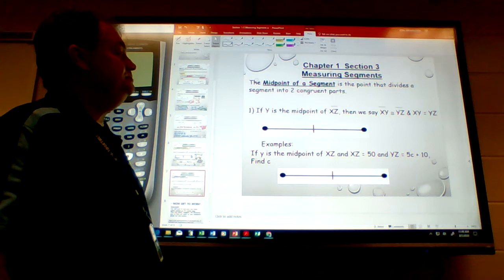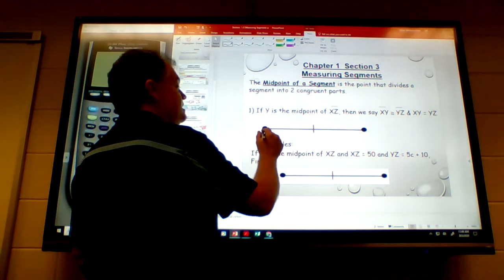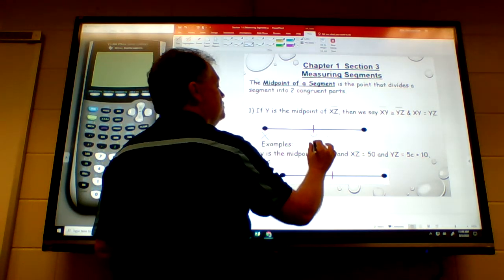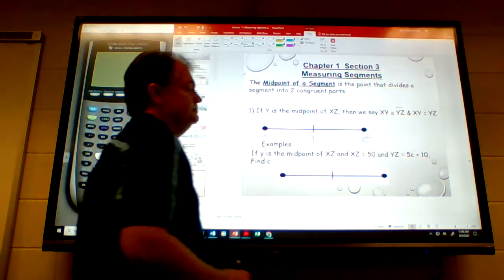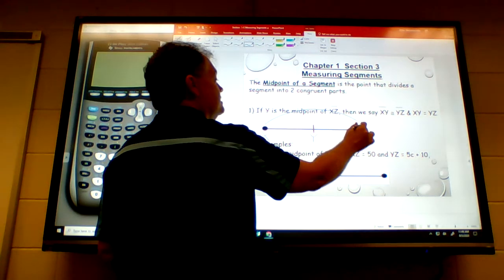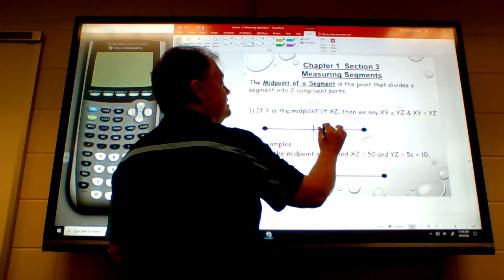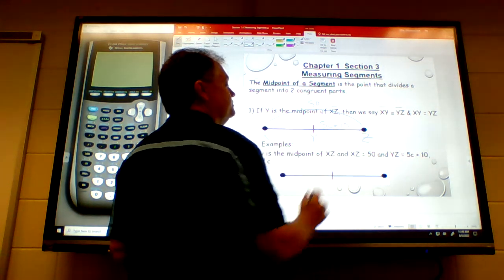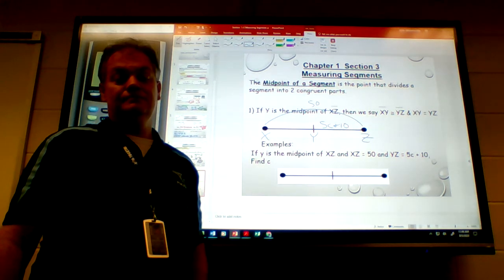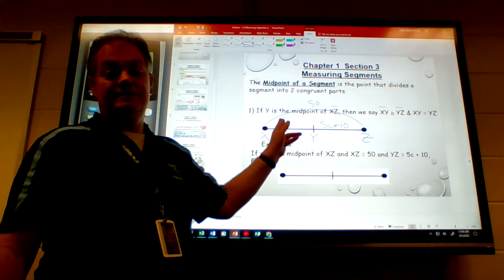All right. Now, this one's a little tricky. You got to read very carefully. It says y is the midpoint of xz. So I have x, and this is y, and that's z. Now we're given that xz, that's the whole segment, this whole thing is 50. But it says that yz is 5c plus 10. This part's 5c plus 10, and this whole thing is 50.